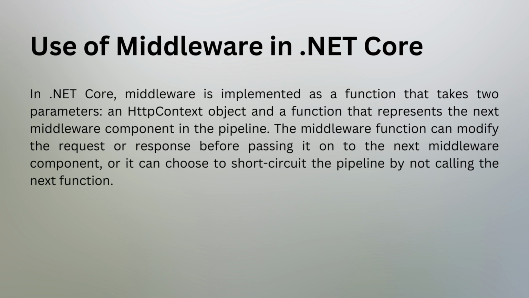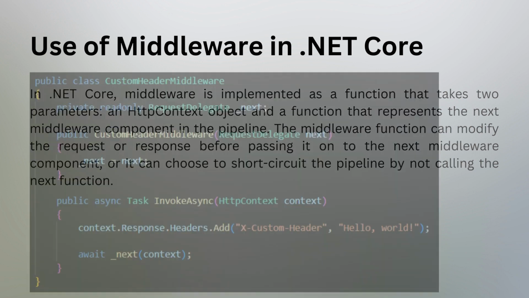Middleware in .NET Core. In .NET Core, middleware is implemented as a function that takes two parameters, an HTTP context object and a function that represents the next middleware component in the pipeline. The middleware function can modify the request or response before passing it on to the next middleware component, or it can choose to short-circuit the pipeline by not calling the next function.